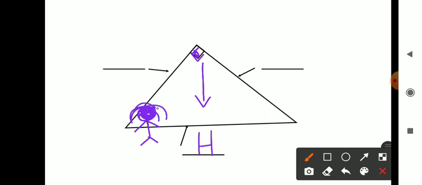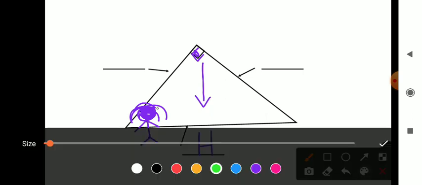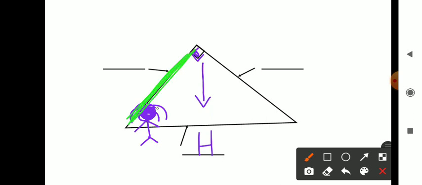Which line is nearer to you? The line nearer to you is the green line. This is the red line. So very clear. The green line is nearer to you. It is on top of your head. So this is A, adjacent. And the red line is very far away. This is O for opposite. So you must be able to identify A, H, and O.